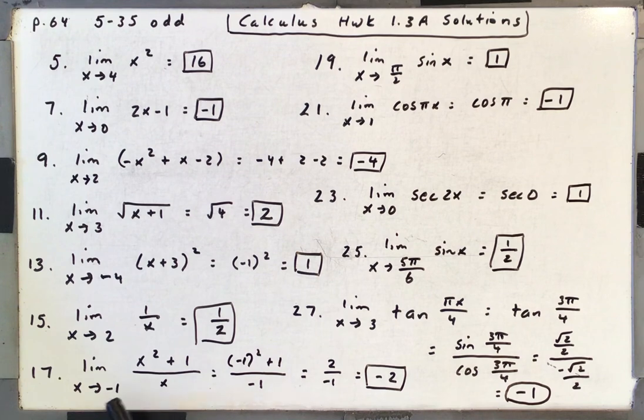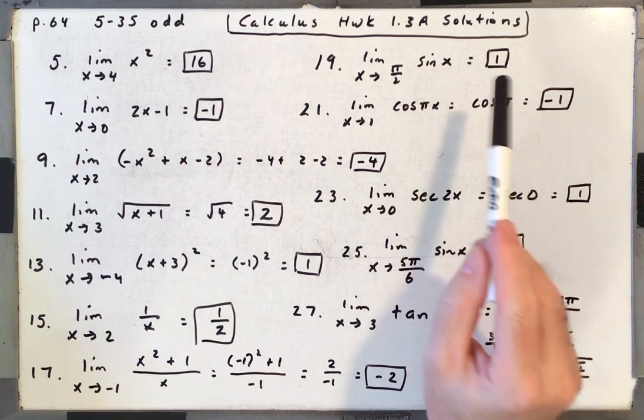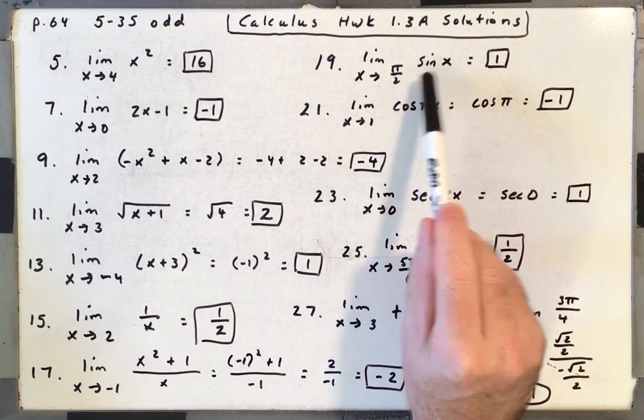Number 17, plug in negative 1. You'd have negative 1 squared plus 1 over negative 1. Negative 1 squared is 1. 1 plus 1 is 2 over negative 1. That'd be negative 2. Number 19, that's just going to be sine of pi over 2.